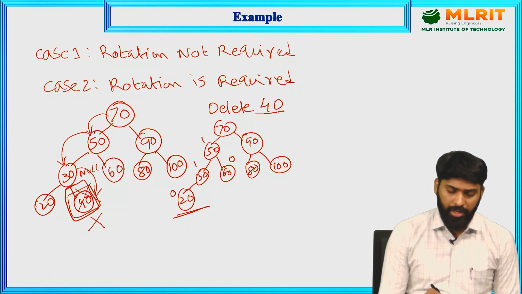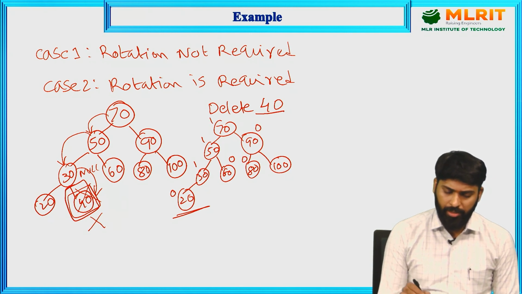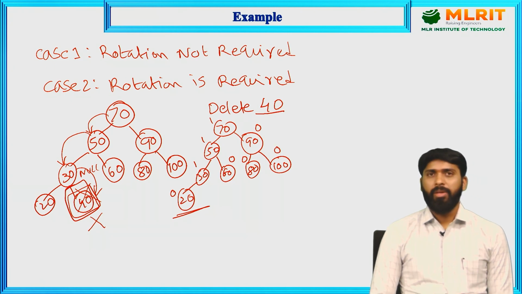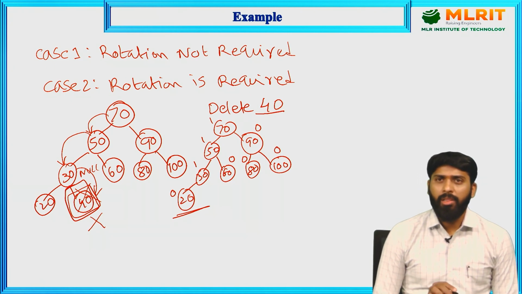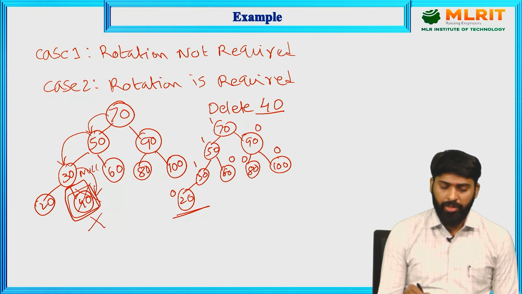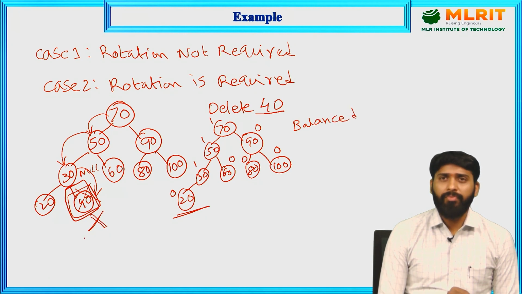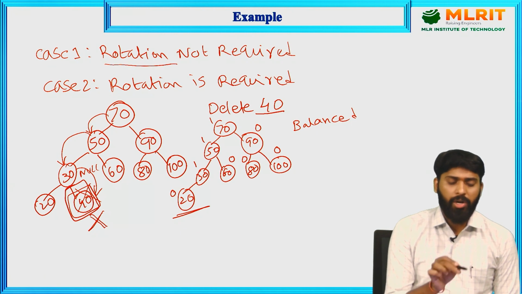For 70, 3 minus 2, 1. For 90, 0. For 80, 0. For 100, 0. Now if you observe, all the values are not greater than 1. So it is balanced. After deleting the element 40 also, rotation is not required.